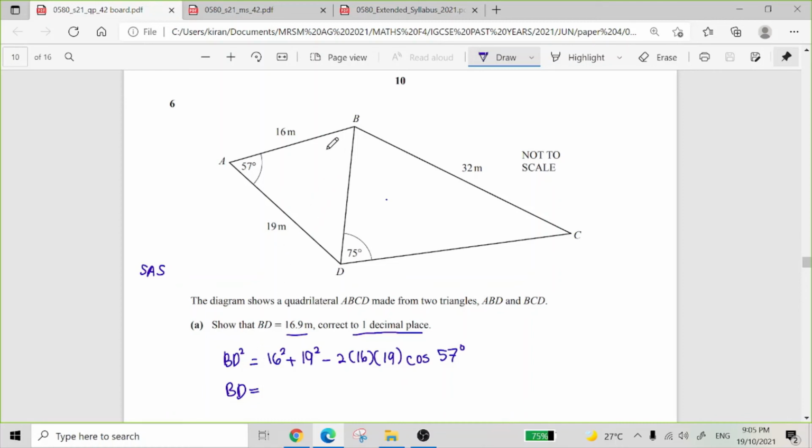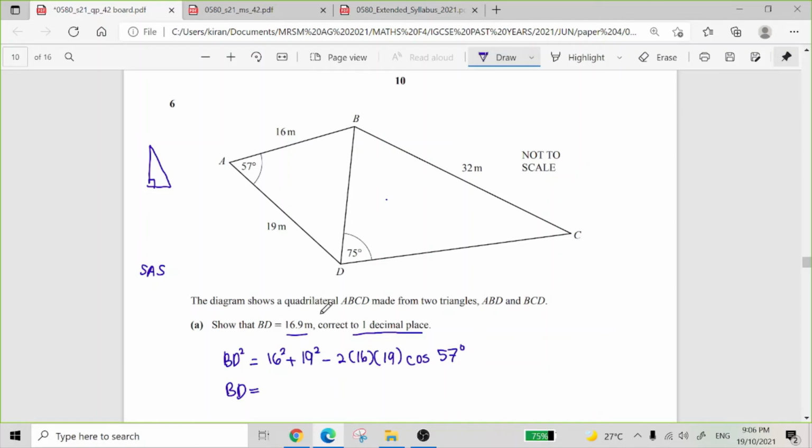Jadi we have to use cosine rule. Okay, so awak tak boleh juga guna sin cos tan sebab this angle ABD bukan a right angle triangle. Okay, yang guna sohcahtoa tu semua untuk right angle triangle. Okay, kalau dia bukan right angle triangle, cannot use. So you kena use either sine rule or cosine rule. Okay, so now we use cosine rule.